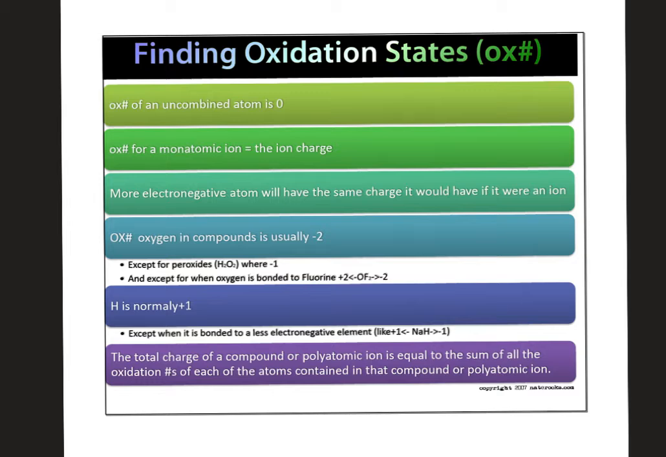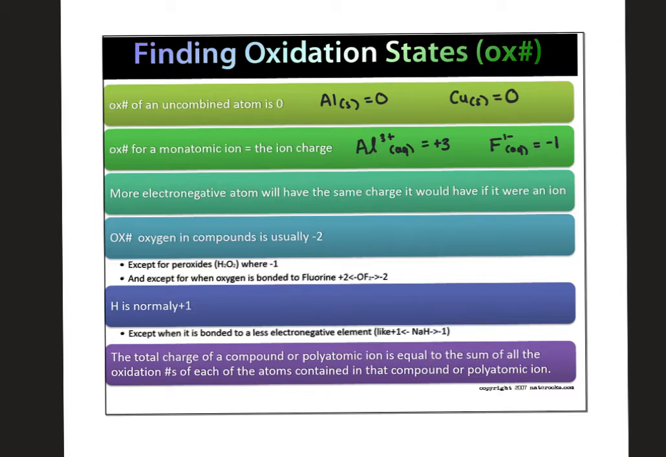So the oxidation number of an uncombined atom is 0. For example, aluminum in its standard state is solid. That will have an oxidation number of 0. Copper in its standard state is a solid all by itself. That will have an oxidation number of 0. The oxidation number for a monatomic ion: if I have aluminum, but it's in its aqueous ionic form, 3+, we'll have an oxidation number of +3. If I have fluorine with a -1 charge, that will have an oxidation number of -1.